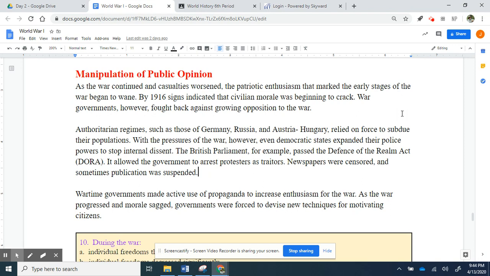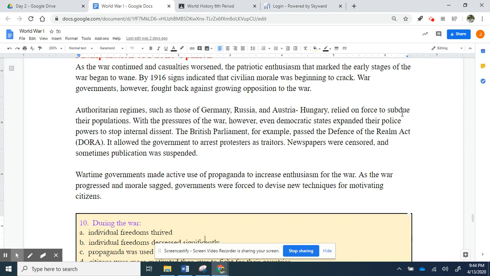The British Parliament, for example, passed the Defence of the Realm Act, DORA. It allowed the government to arrest protesters as traitors. Newspapers were censored, and sometimes publication was suspended. Wartime governments made active use of propaganda to increase enthusiasm for the war. As the war progressed and morale sagged, governments were forced to devise new techniques for motivating citizens.